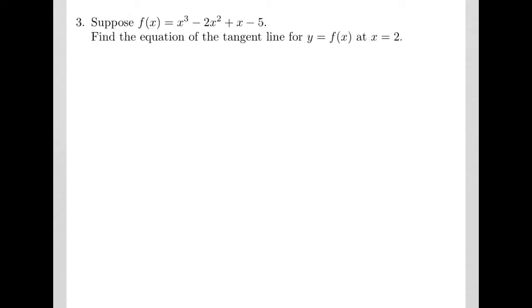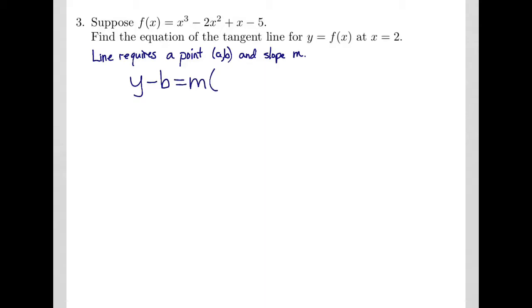For this problem, I'm given the formula for a function, and I'm asked to find the equation of the tangent line of the graph of that function, y equals f of x, at x equals 2. So what are the steps? To find the equation of a line, I need a point and a slope. And if I have a point and a slope, then the equation of the line can be found as y minus the y value of the point is the slope times x minus the x value of the point. For my problem, I'm given the x value, so I'm told that x equals 2.